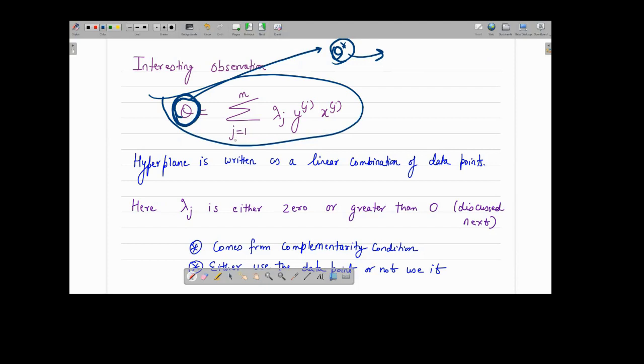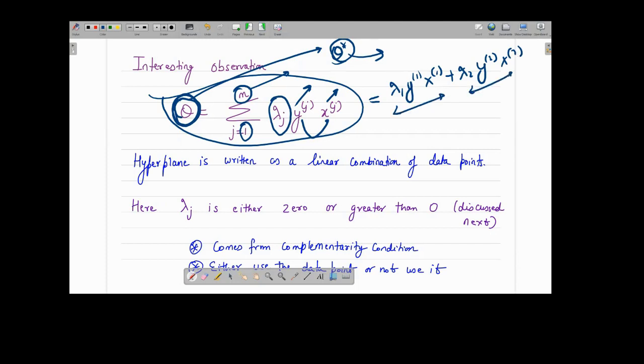Theta is basically the summation running from 1 to m, where m is the total number of samples in your data set. It is nothing but lambda j times yj times xj. So what it is showing is that the value of theta for that hyperplane is the summation of all the labels yj corresponding to the data point xj, scaled with lambda. So it is lambda 1 y1 x1, lambda 2 y2 x2. You are multiplying the labels corresponding to the data points and scaling with lambda.